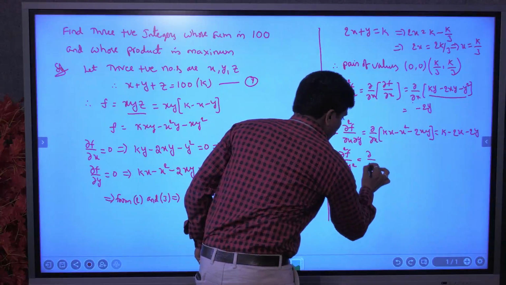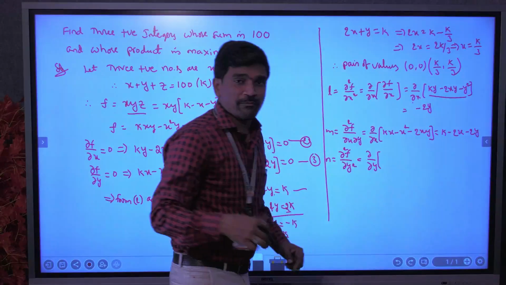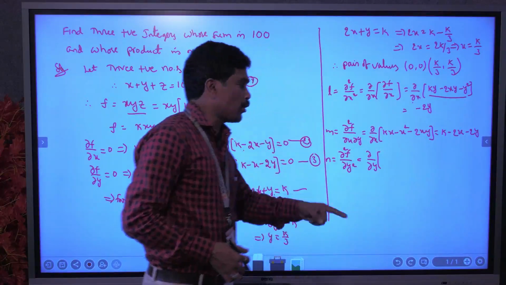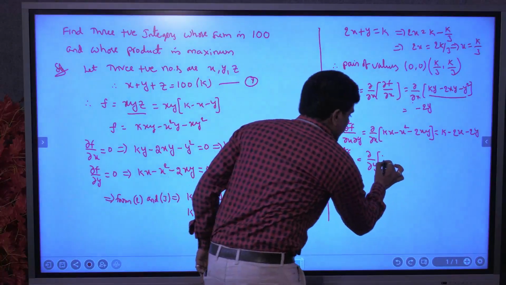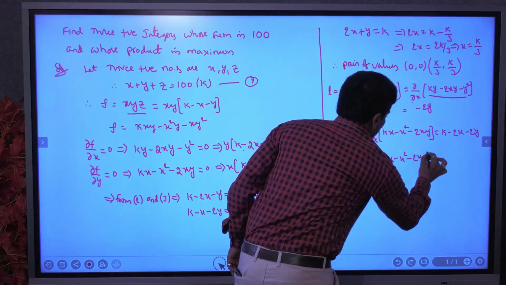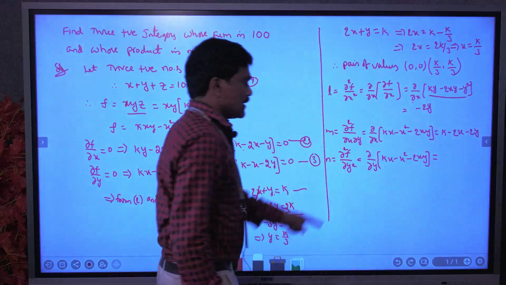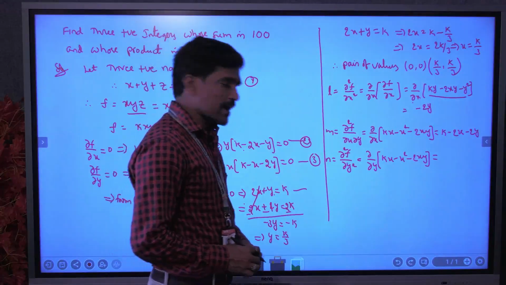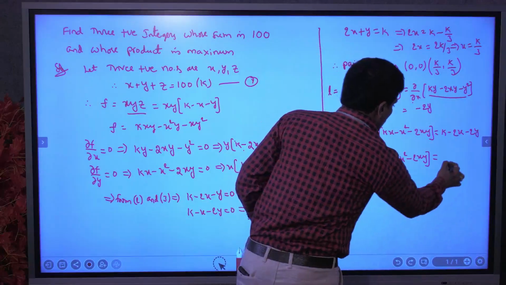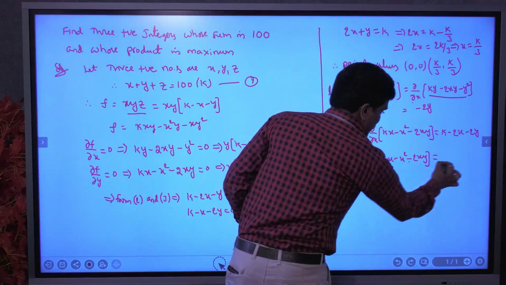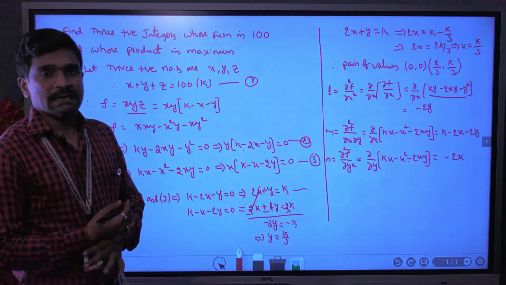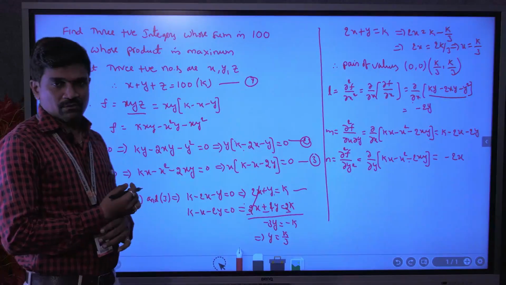Then calculate n, ∂²f/∂y². That means ∂/∂y of ∂f/∂y. So what is ∂f/∂y? Again ∂f/∂y is kx − x² − 2xy. Now the derivative of that function with respect to y. Here kx − x² is constant, its derivative is clearly 0. Then −2xy with respect to y, we get −2x. So these are the L, M, N values.